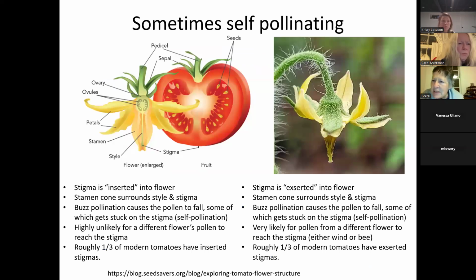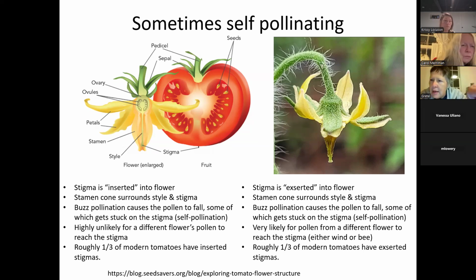Tomatoes are sometimes self-pollinating and sometimes less so. So a tomato has this fused stamen all the way around the female bits with pollen on the inside. And with some of them, the stigma is inserted. It's actually set back from the outside of that cone. With some, it's dead level with the outside of that cone. And with some, like in the right picture, it sticks out.